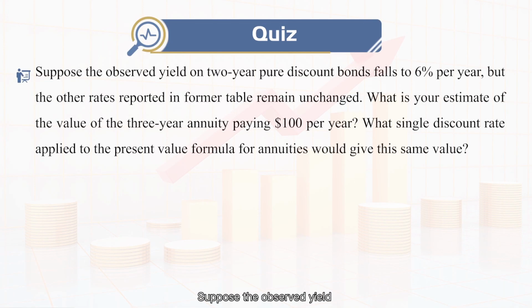Suppose the observed yield on 2-year pure discount bonds falls to 6% per year, but the other rates reported in the table remain unchanged. What is your estimate of the value of the 3-year annuity paying $100 per year? What single discount rate applied to the present value formula for annuities would give this same value?